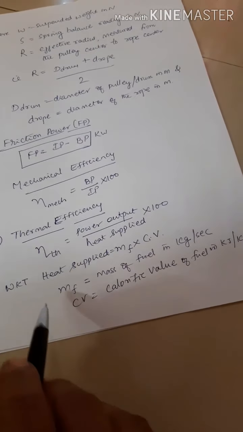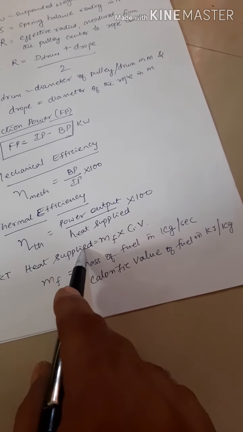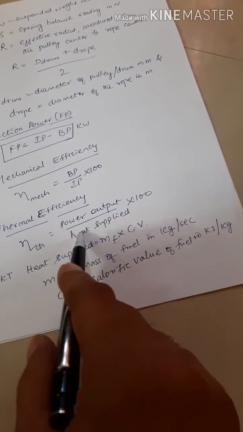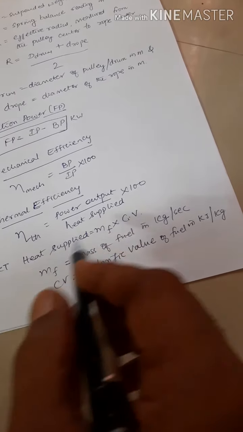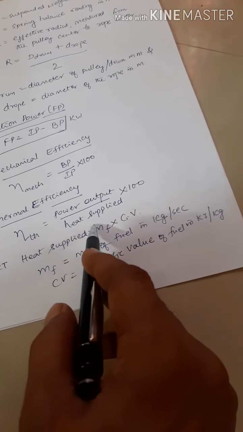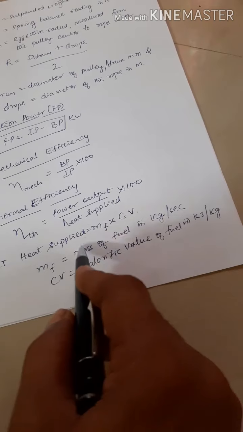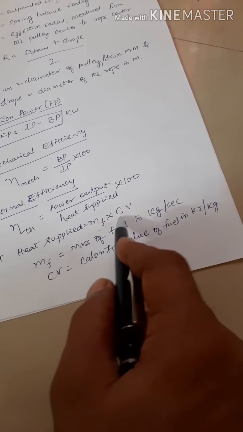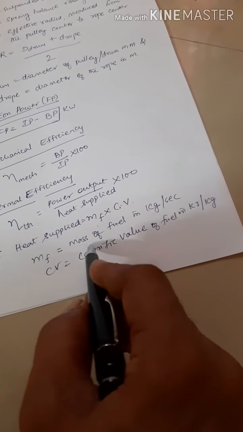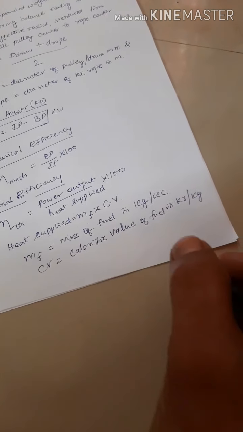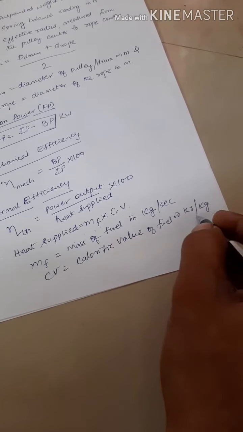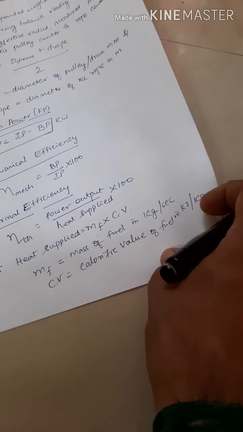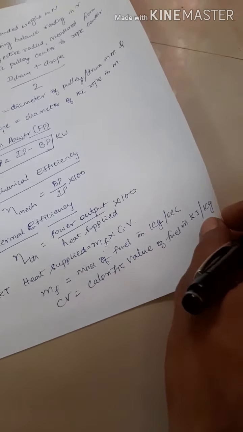Next, thermal efficiency: eta thermal is equal to power output divided by heat supplied, into 100. You will get the thermal efficiency. So what is the formula for heat supplied? Heat supplied is equal to MF into CV. CV means calorific value, and MF means mass of fuel in kg per second. The calorific value of the fuel is in kilojoules per kg.